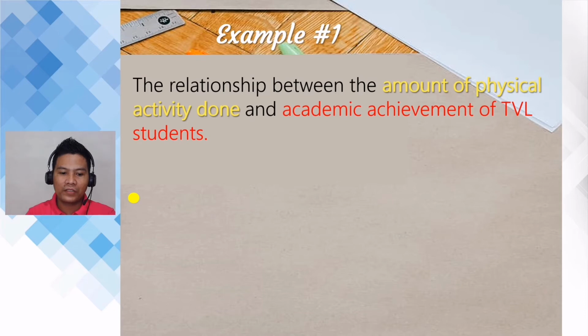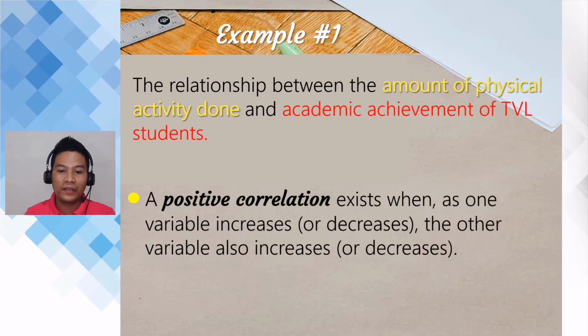With respect to direction, a correlation can either be positive or negative. A positive correlation exists when, as one variable increases or decreases, the other variable also increases or decreases. For example, if the amount of physical activity done increases, the academic achievement of TVL students will also increase. Also, if the amount of physical activity done decreases, then academic achievement of TVL students also decreases. That is a positive correlation.